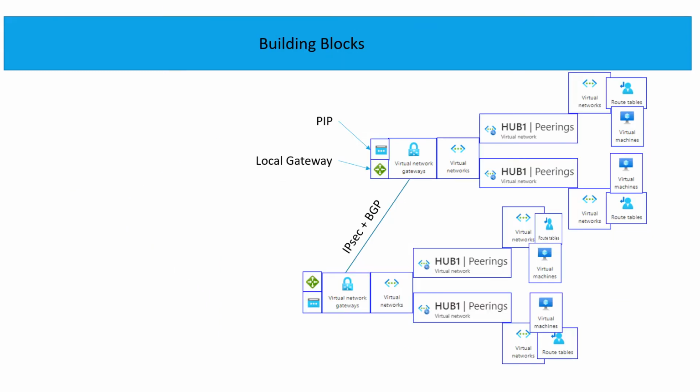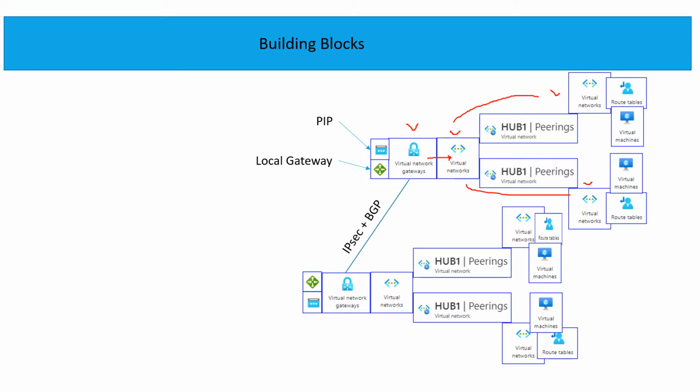Let's understand the building blocks. What are the components needed to build this topology? First, the hub vNet, so create one hub vNet. The second is going to be the spoke vNet. Third is going to be another spoke. And then you are going to establish the peering between the hub and spokes. After that, you are going to create the virtual network gateway, and that gateway is going to be part of this hub.